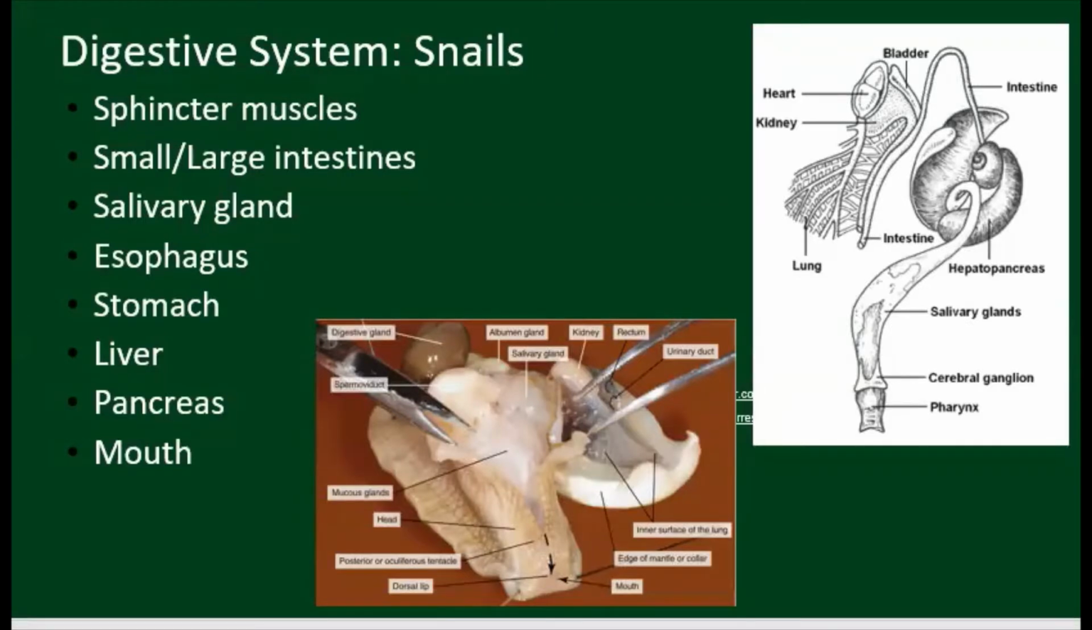Digestive system. The snail has sphincter muscles, small and large intestines, salivary gland, esophagus, stomach, liver, pancreas, and a mouth.